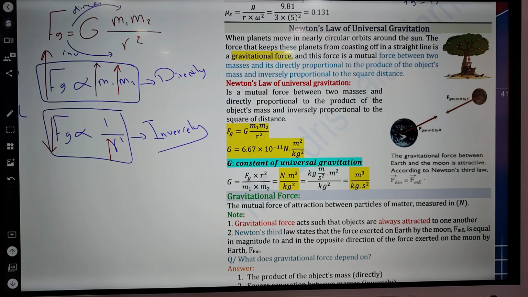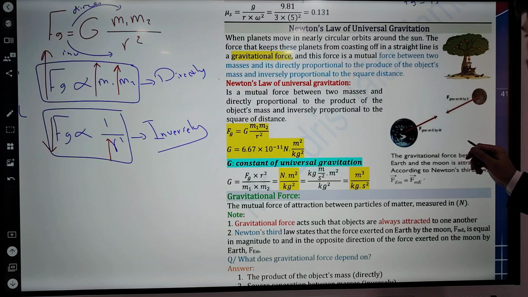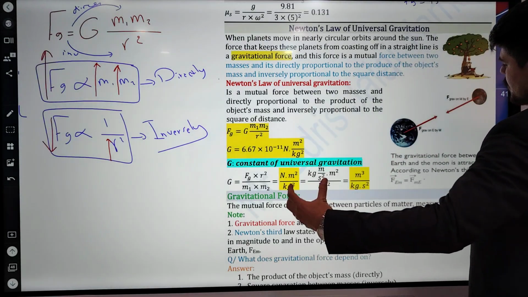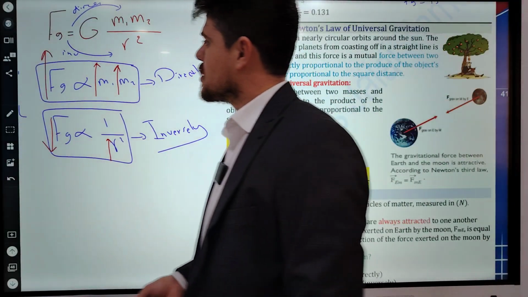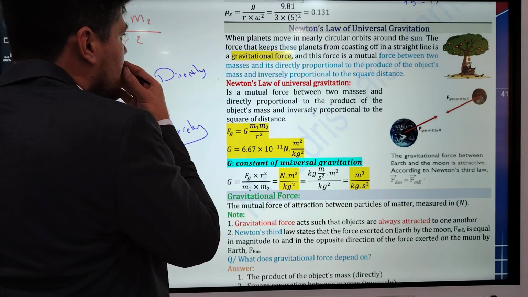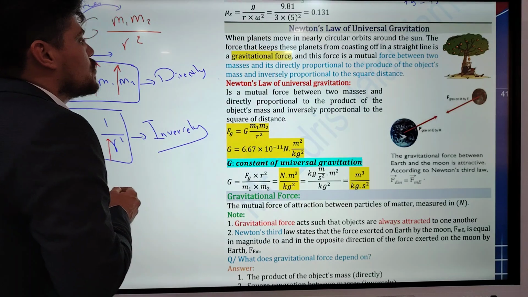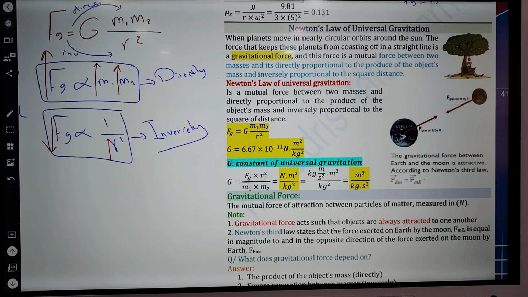Decreases. For example, we have two given masses here, Earth and Moon. When we separate them farther from each other, or if the distance between them is bigger than now, what happens to the force? Decreases. Why? Because it is inversely proportional. Okay? So Newton's law of universal gravitation is a mutual force that exists only between two objects, between two masses.